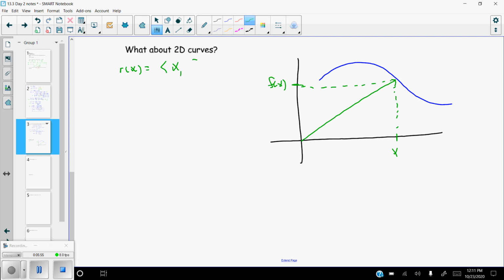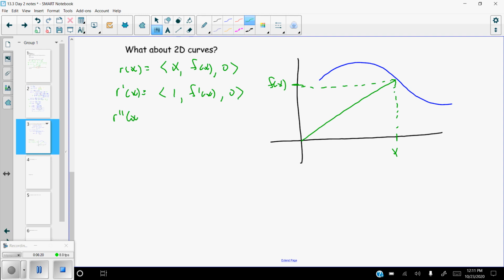It's just going to be x, f of x, which is the same as y, and 0, because there's no height to this z component. So now we can go ahead and follow through with our formula. R prime of x is going to be the derivative of x, which is 1. Derivative of f of x is f prime of x, and the derivative of 0 is still 0. We're going to need a second derivative.